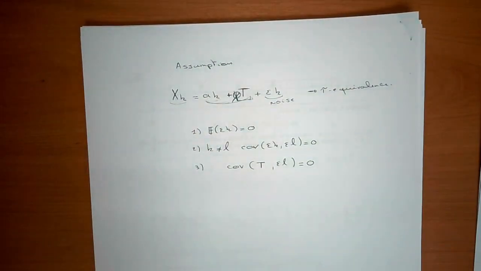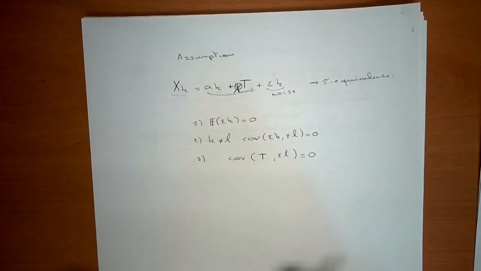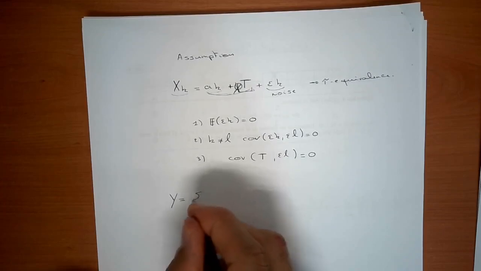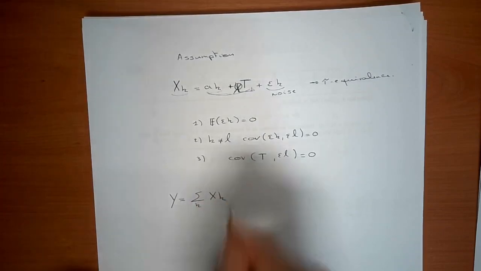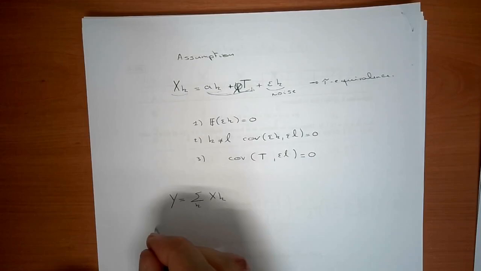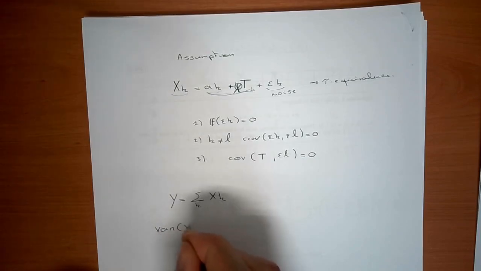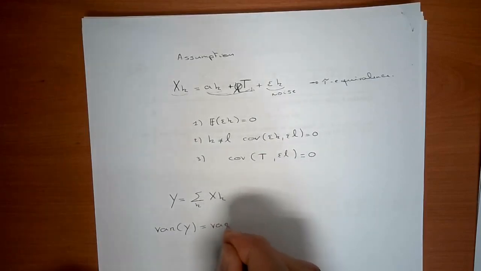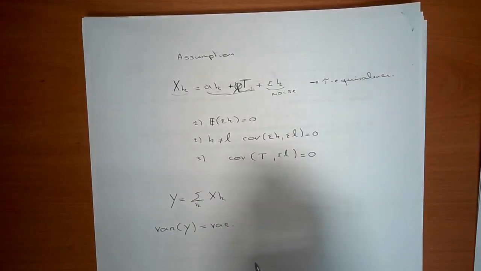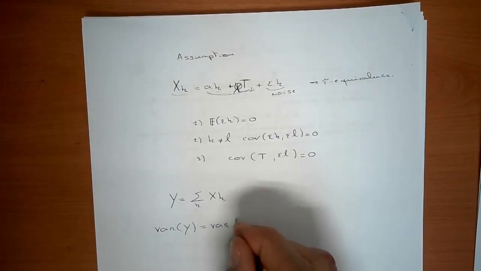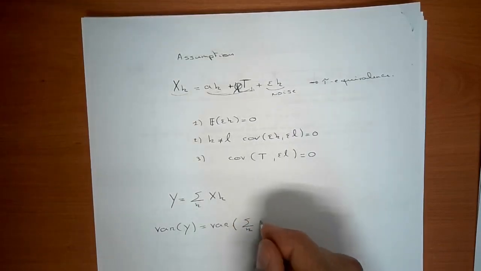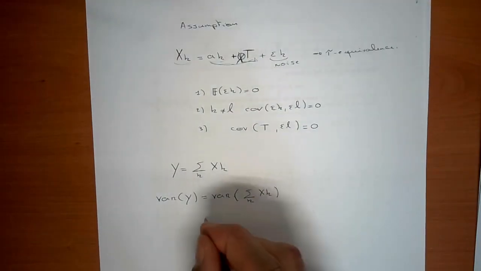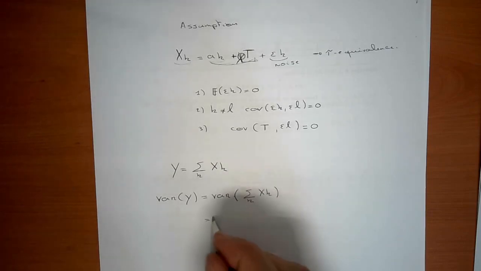Okay, so now going to alpha, what is actually this alpha? If we have y, remember y was just the sum over all questions of all the answers x_k. What you can do is compute the variance of y. The variance of y is simply the variance of the sum over all the x_k's. That's just the definition of y.